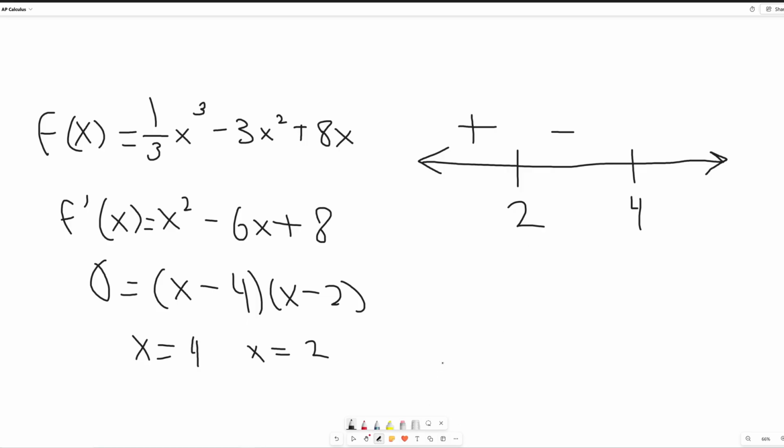Okay. And then x is greater than 4. You plug 5 in, for instance. 5 minus 4 times 5 minus 2 is just going to be 3. So positive. Thus, our function is increasing for x less than 2 and x greater than 4, and it is decreasing when x is between 2 and 4, which you would write as 2 is less than x, which is less than 4.